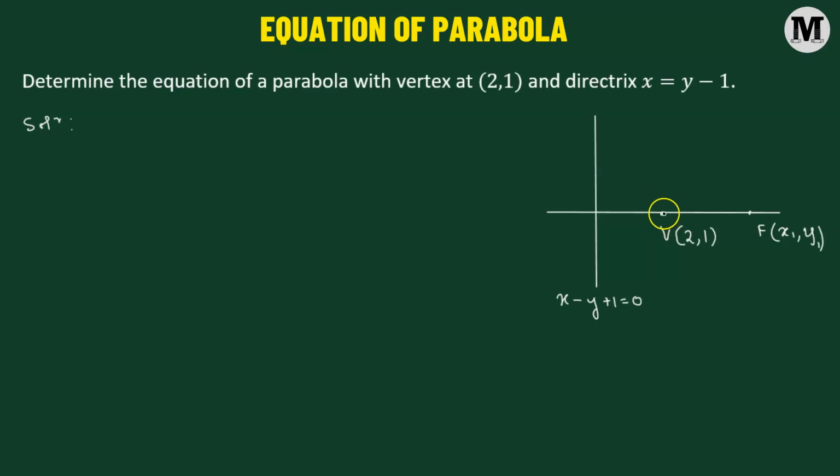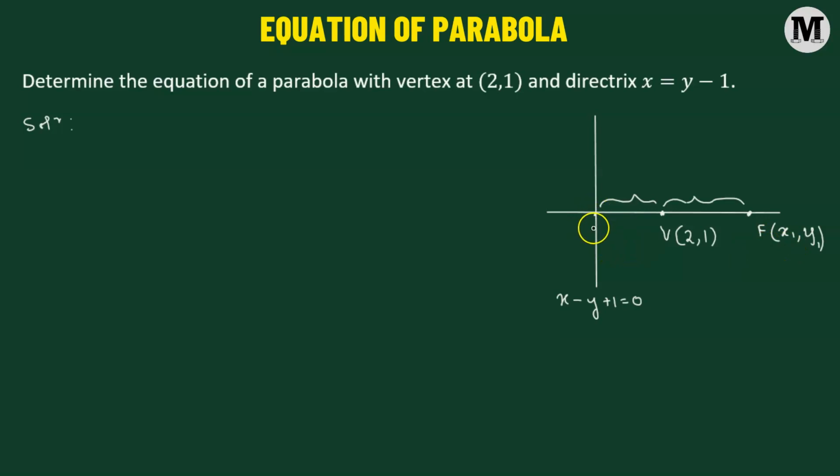It means that the vertex is always going to be midway between the directrix and the focus. That means the distance from the directrix line to the vertex will be exactly equal to the distance between the vertex and the focus of the parabola. So our goal will be to first determine the coordinates of the focus. How shall we do that?